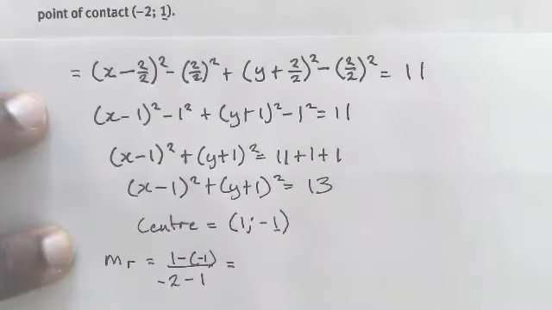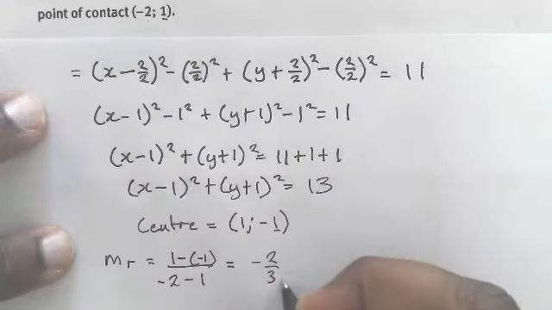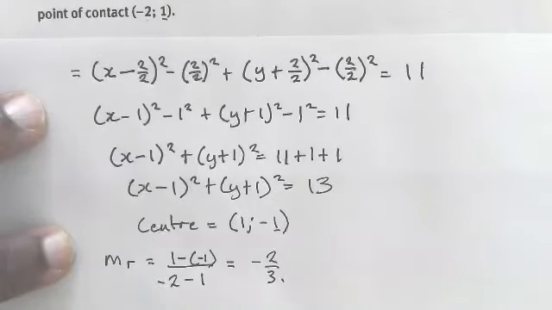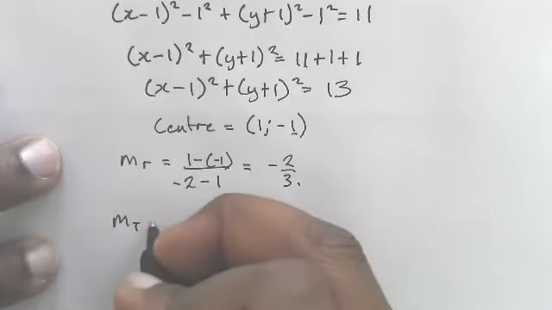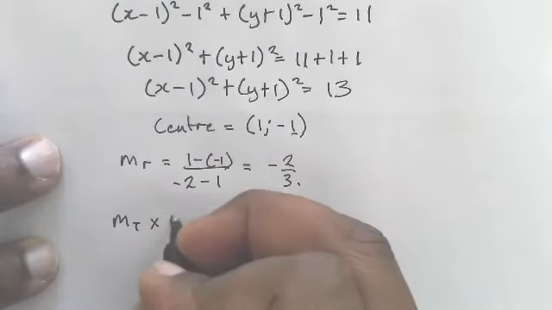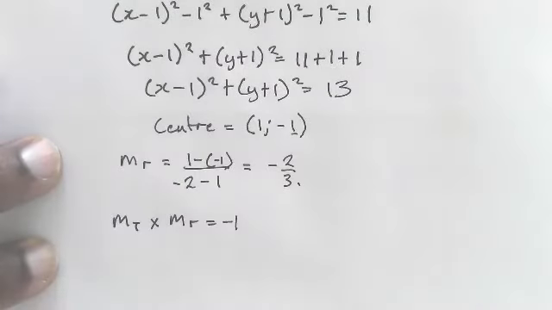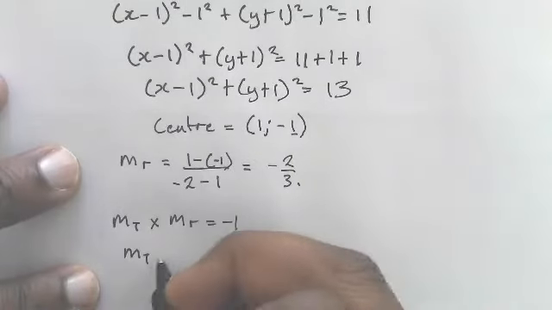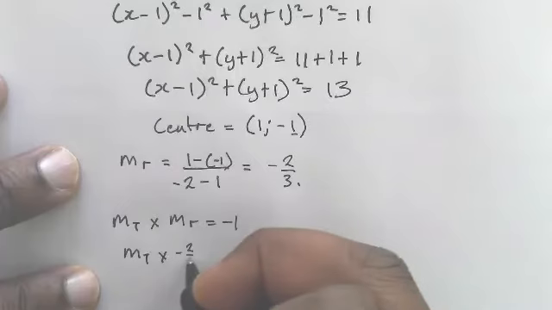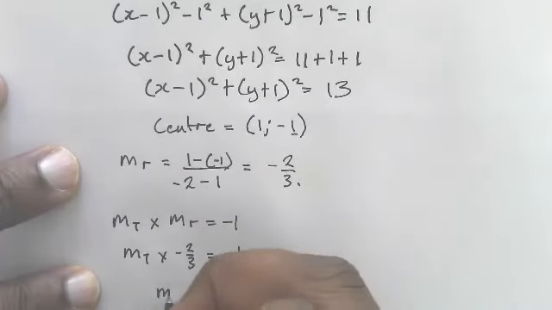Right. I think here you're going to get negative 2 over 3. So now to find the gradient of the tangent, remember, this one must multiply with that one to get negative 1, because the radius and tangent are perpendicular. So that's why the gradients must multiply to negative 1. Remember the theorem? Okay. So the gradient of the tangent, I don't know it, but I know that it times negative 2 over 3 is equal to negative 1.